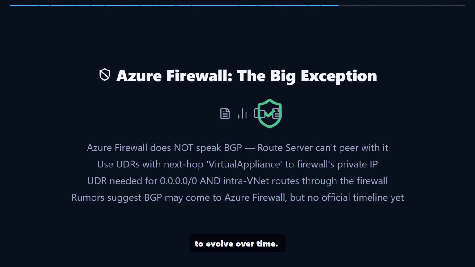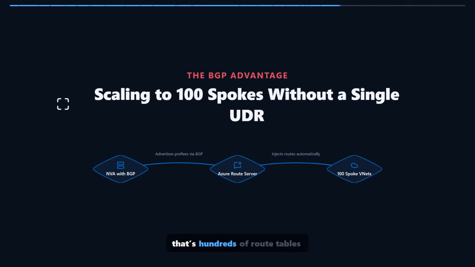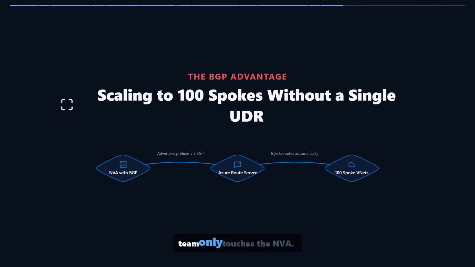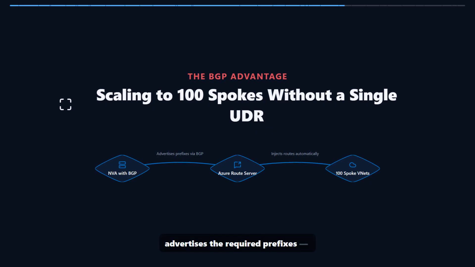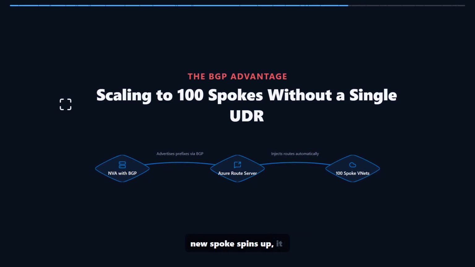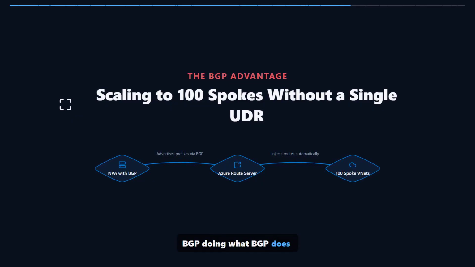Throw in 100 spoke VNets. In a UDR world, that's hundreds of route tables to update, with change windows and risk of missing one. With Route Server, the security team only touches the NVA. As soon as the NVA advertises the required prefixes, say 10.0.0.0/12, Route Server injects them into every spoke that allows propagation. When a new spoke spins up, it gets those routes instantly. No ticket, no deployment pipeline, just BGP doing what BGP does best.